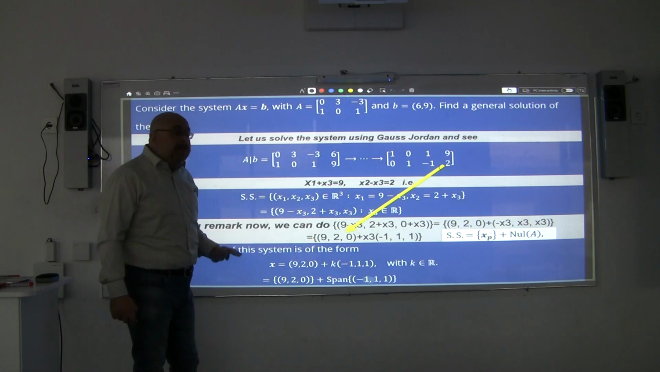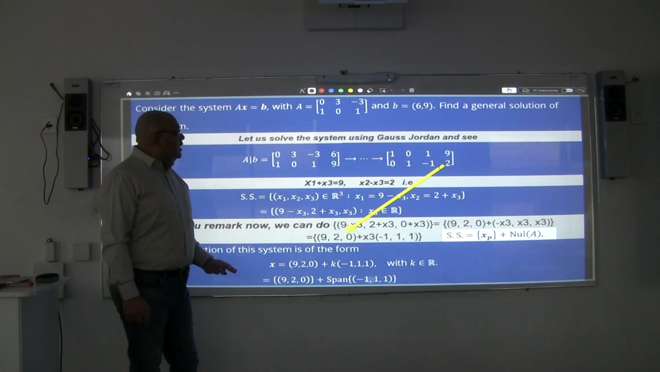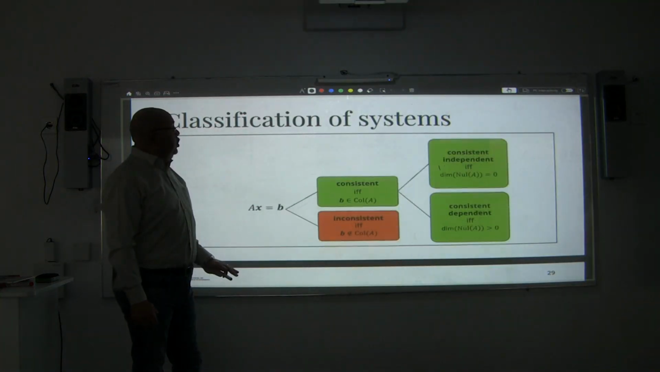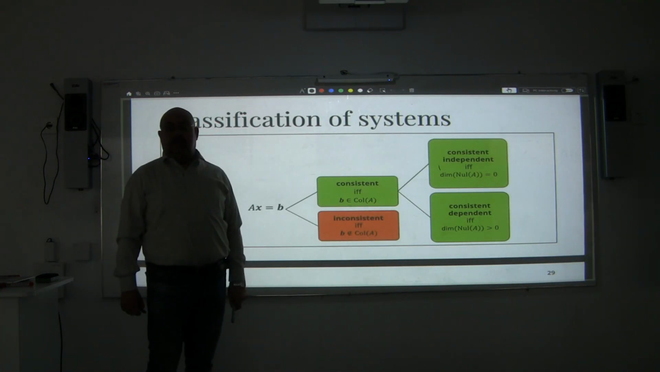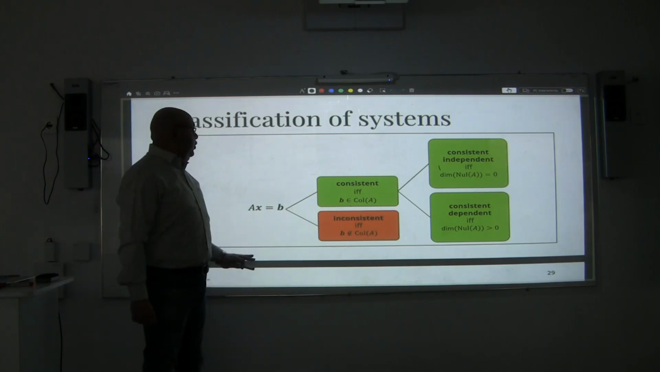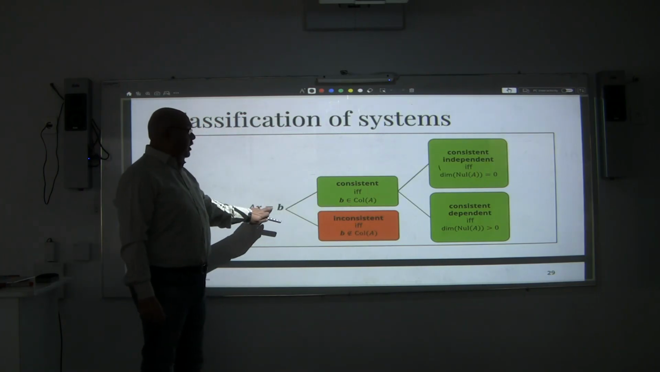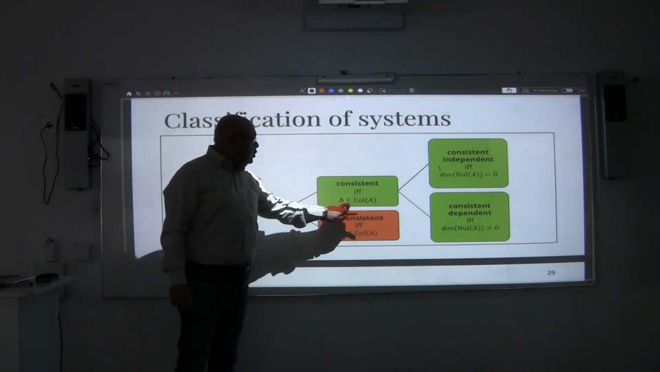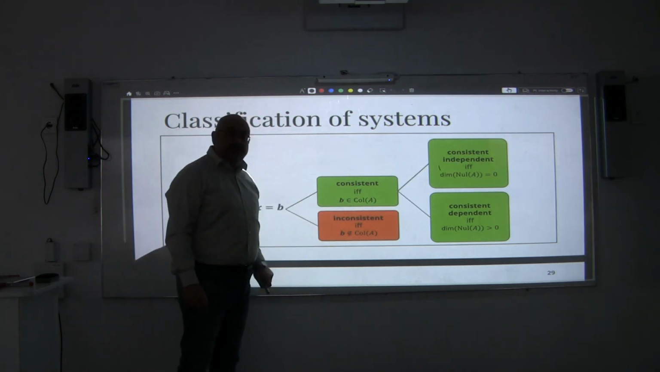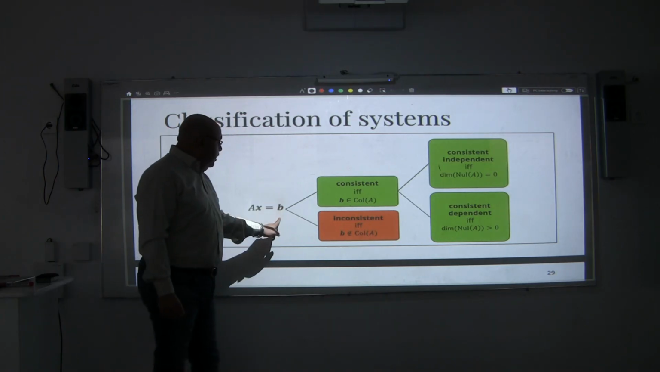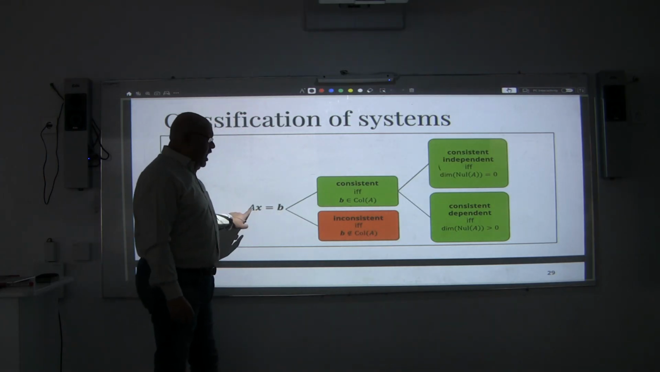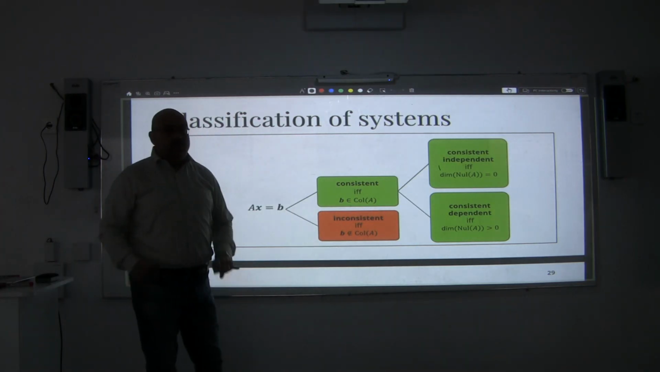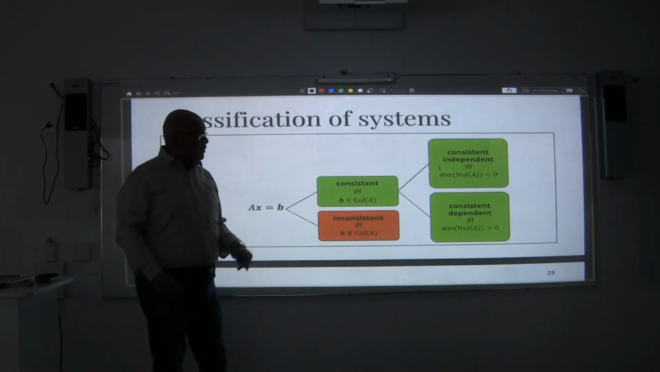we can simply write the solution, or the classification as it's going to be. A solution of a system of equations Ax is equal to B is going to be consistent on just one condition: if B belongs to the column span of A. So if the column B belongs to the column span of A, there will be a solution. If not, there will be no solution. It's an inconsistent system.